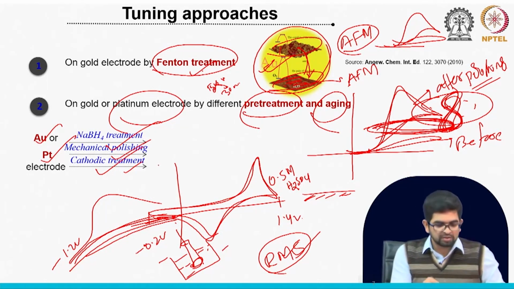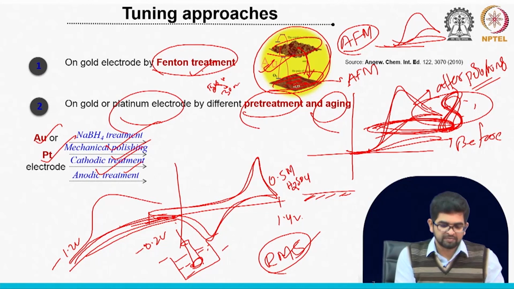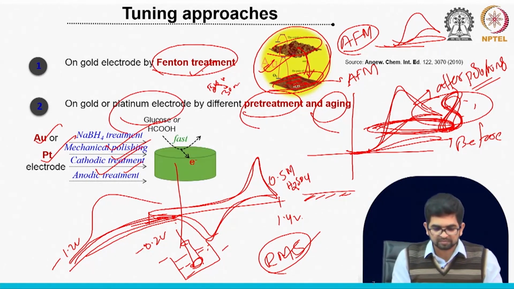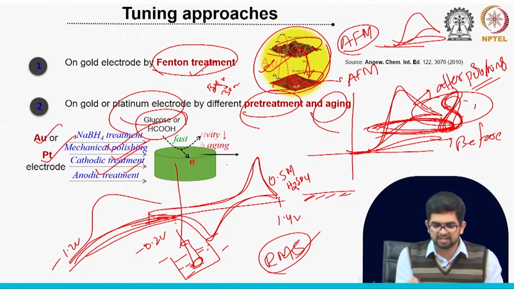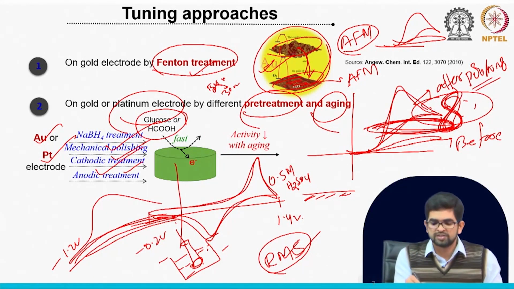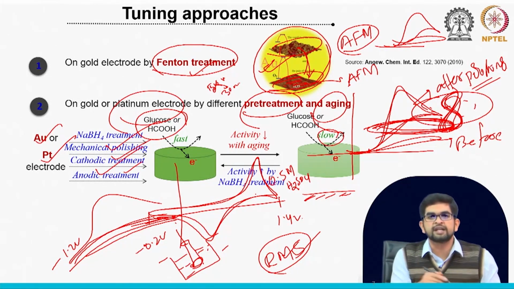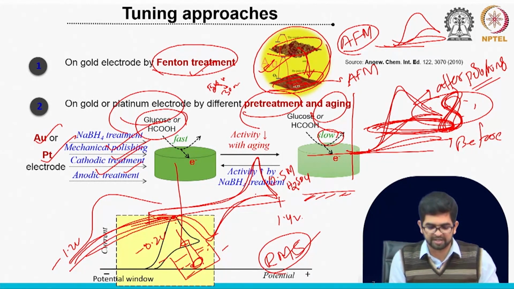So this is also a new treatment that I am introducing now, and the anodic treatment I just told you. And if you measure glucose or formic acid, you will get the faster electron transfer rate. Now check the activity with aging, then you will get it slower, and that can be deactivated again by sodium borate treatment, right. So this is the tuning effect.